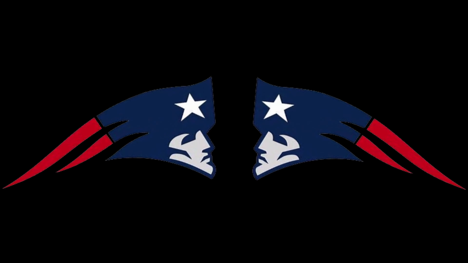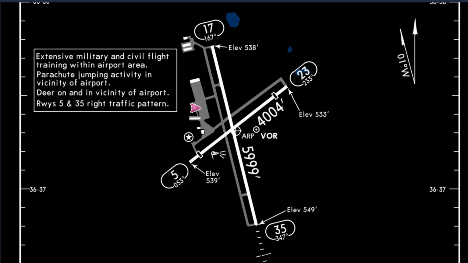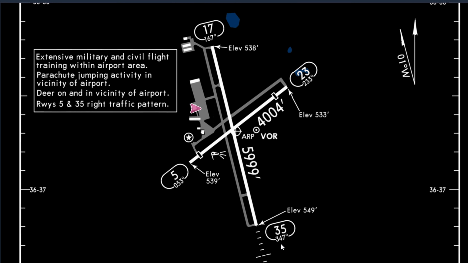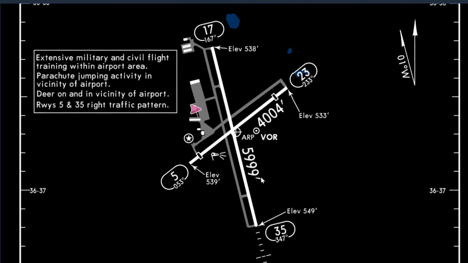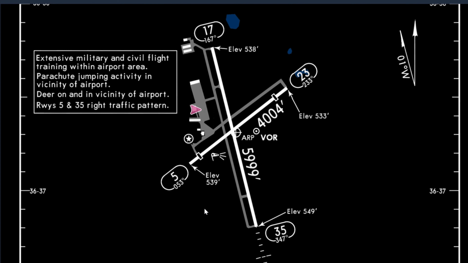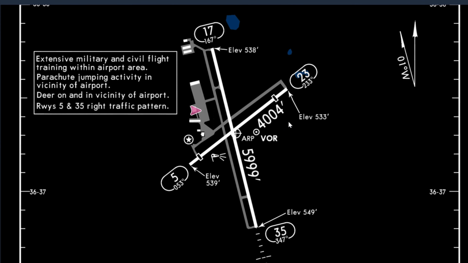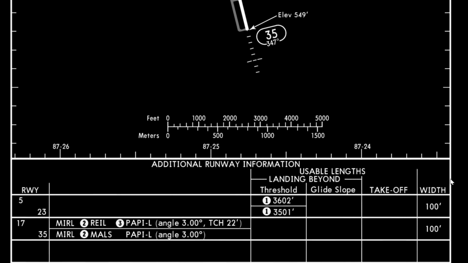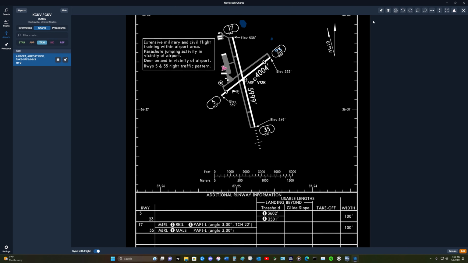View the official airport chart. If I pull up the chart on the airport, you see we have two runways, 35 at 347 degrees and 5,999 feet long. Runway 5, 053 degrees at 4,004 feet. Both runways are 100 feet in width. This is going to be a simple thing to do.